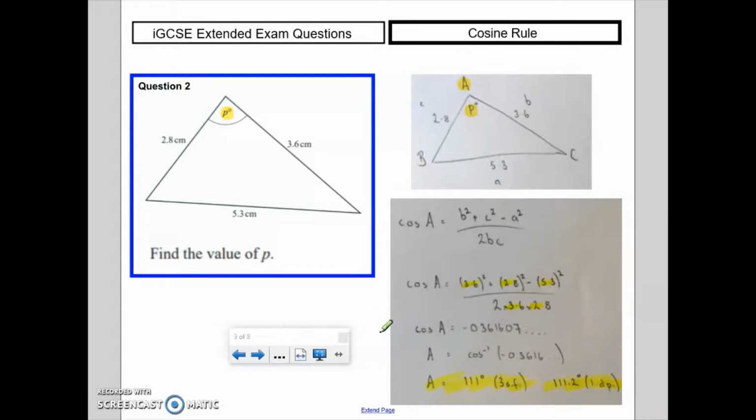Again, look at the way I've approached the question. I've identified that I need to use the cosine rule. I've labelled or relabelled correctly to ensure that the A's are where I need them to be. I've decided what version of the cosine rule. I've completed some accurate substitutions. The calculator has helped me solve the question to find my correct value of P.